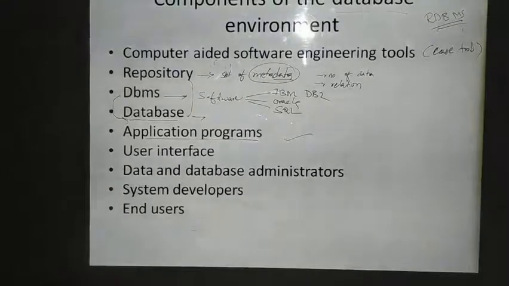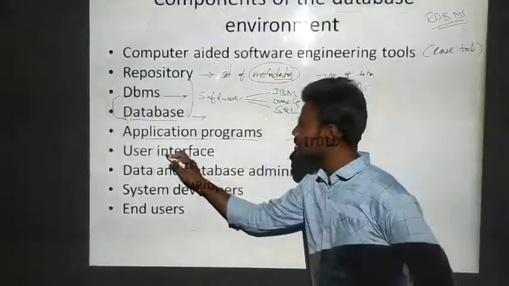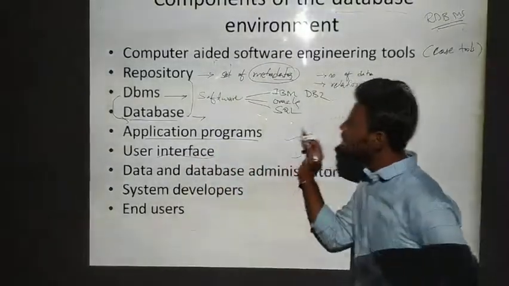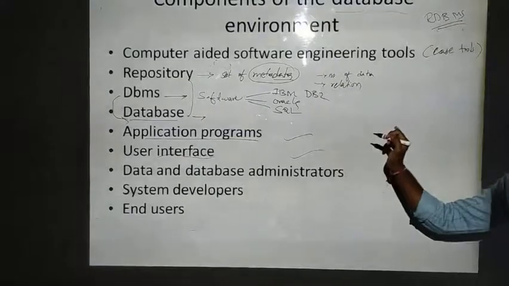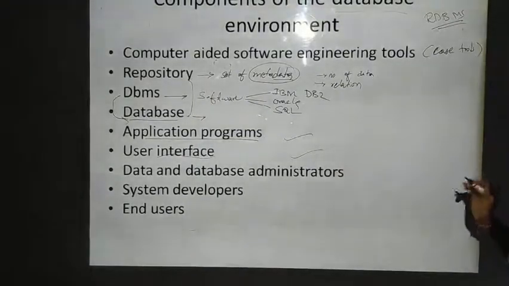Okay, and the next one is what? User interface. It specifies the language and menu. Apart from this, it also offers the facilities through which users will be able to communicate with the other components such as CASE tools, application programs, and DBMS. These are the interfaces by which we will be accessing our database and doing some operations on the database.